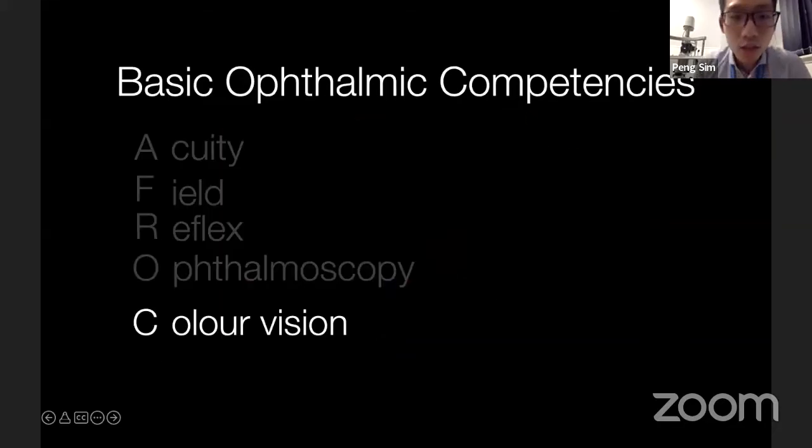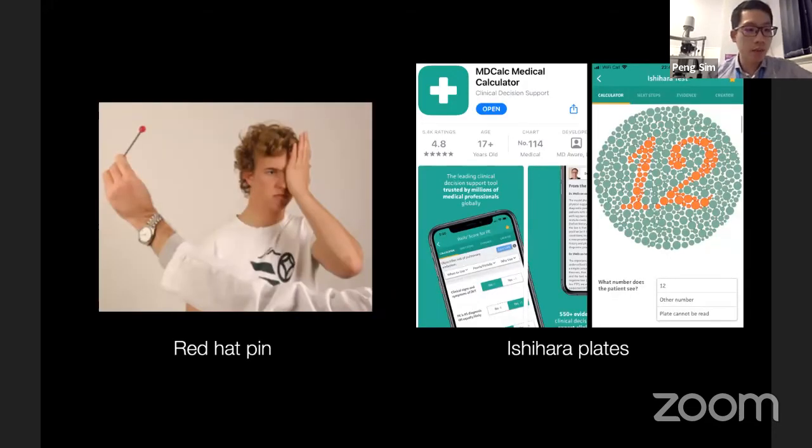Lastly, just touching on color vision here. There's not much to be said about this. A brief screening tool would be the red hat pin, and if there's any sort of color vision defect, that usually points to a problem with the optic nerve. As mentioned before, classically we see that with optic nerve pathology like optic neuritis in MS. On the right here, I've shown you Ishihara plates, because this is the formal way we do it in the eye clinic.